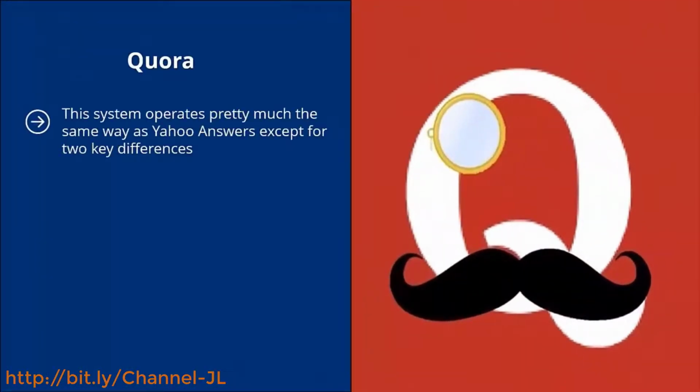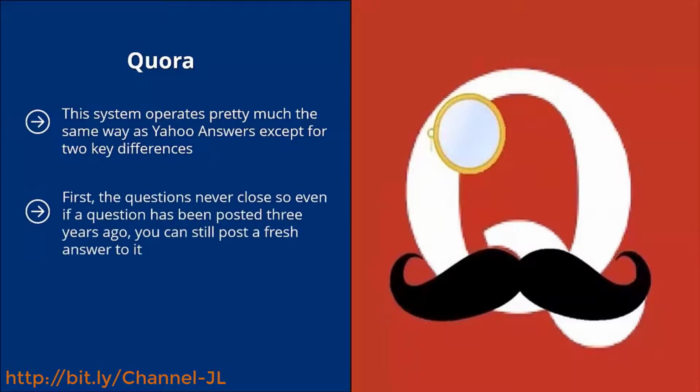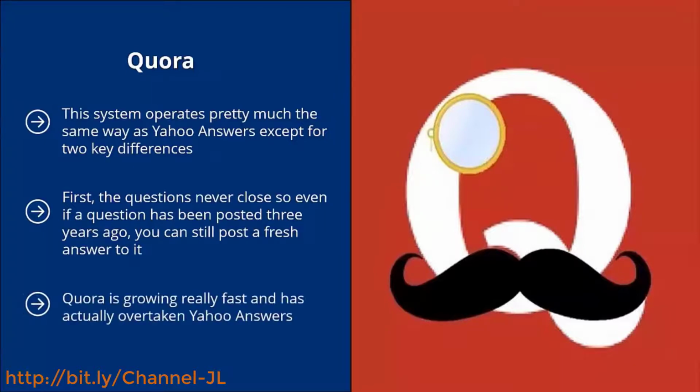Quora. This system operates pretty much the same way as Yahoo Answers, except for 2 key differences. First, the questions never close, so even if a question has been posted 3 years ago, you can still post a fresh answer to it. Second, you don't have to have an advanced account for you to post a link. Quora is growing really fast and has actually overtaken Yahoo Answers. Still, if you're abusive, your account can get banned. It's not uncommon for people who keep posting the same link over and over again to get their account deleted and all their links removed.